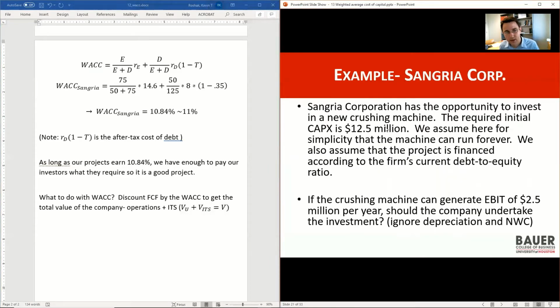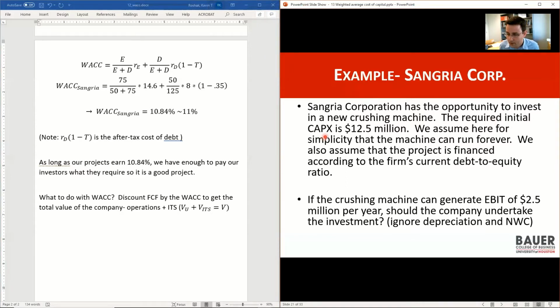So now let's turn to Sangria's free cash flows. Let's make sure we can pin those down. Then we'll combine those free cash flows with the WACC to get the total value of the company. So Sangria has the opportunity to invest in a new crushing machine. We want to see, is this a good deal or not? Should we invest in this project?